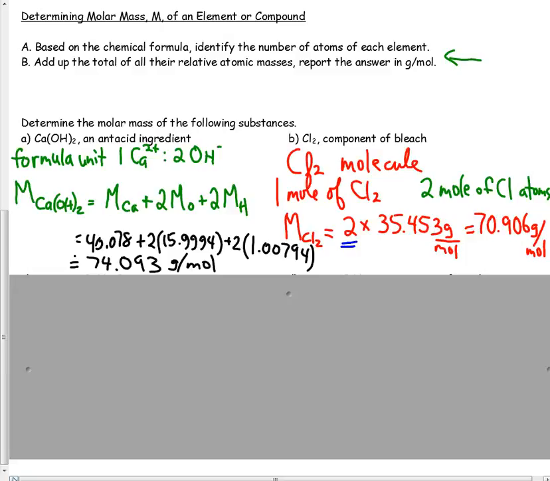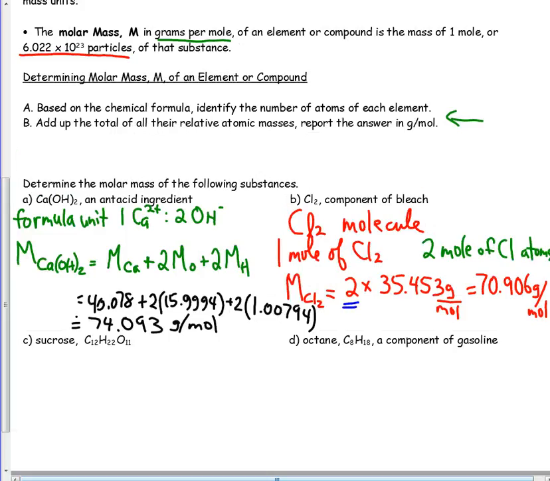We have 4 decimal places for the molar mass of oxygen, 5 for hydrogen, and only 3 for calcium. So we're limited by that value. 3 decimal places would be how we have to report our answer. All right, is it starting to sink in yet? Well, let's look at a couple more examples.